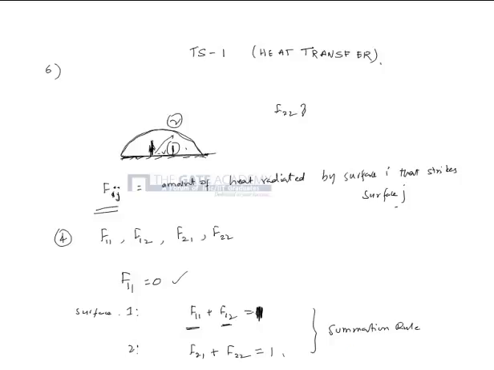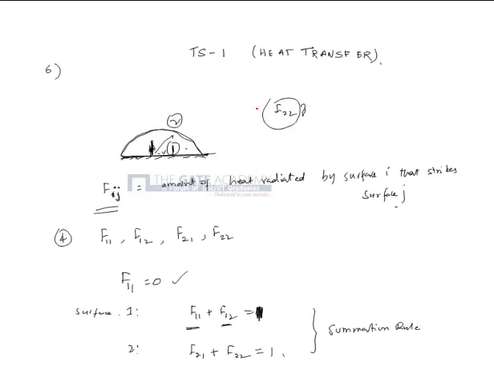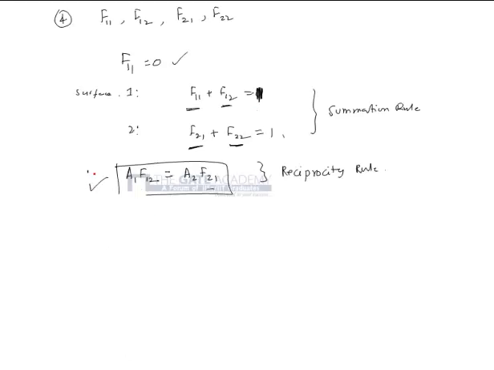We have another rule, the reciprocity rule, which relates the interacting surface factors, that is A1 F12 is equal to A2 F21. You take any pair of radiating surfaces, here we have only two, and you can write this reciprocity rule. Okay, so let's see what is asked. F22 is asked, so I need to know F21 for that. F21 I can get from this, but F12 is again not known. That I can get using the other relation.